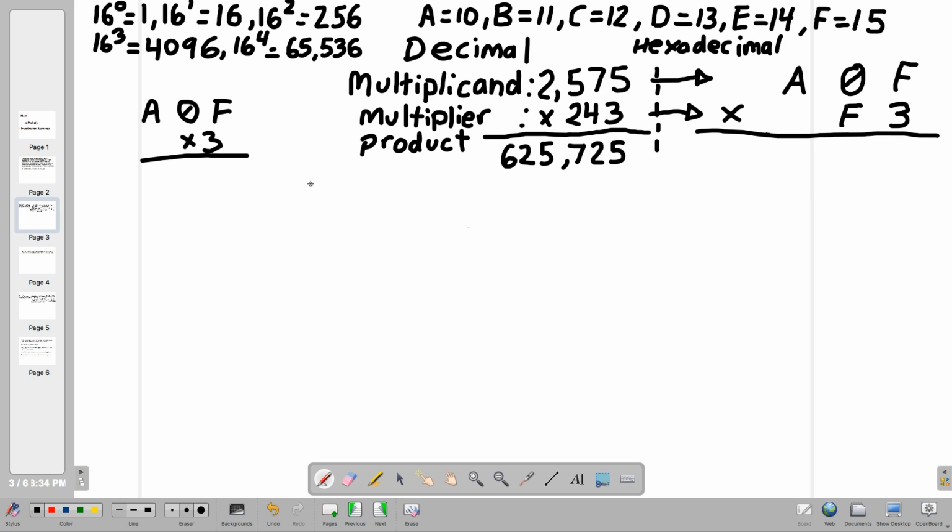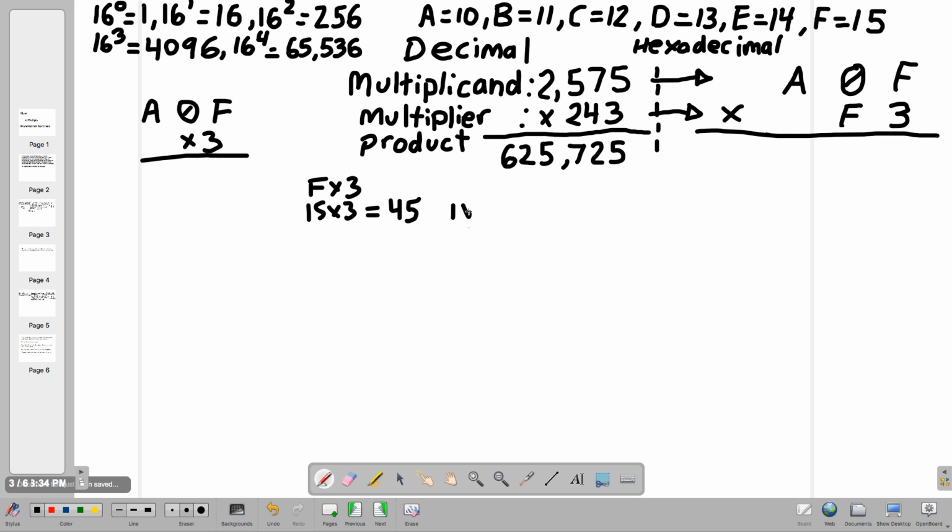All right, so our first computation, we have F times 3. And in decimal, that's the same thing as 15 times 3, which equals the value 45. So we want to convert 45 into hexadecimal. That's saying 16 goes into 45 two times. 2 times 16 is 32.